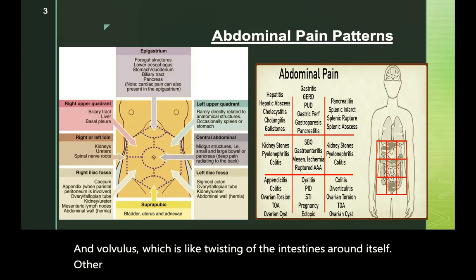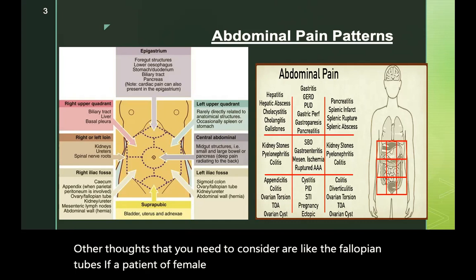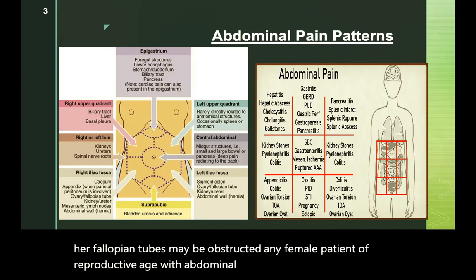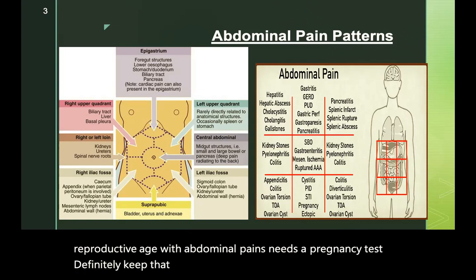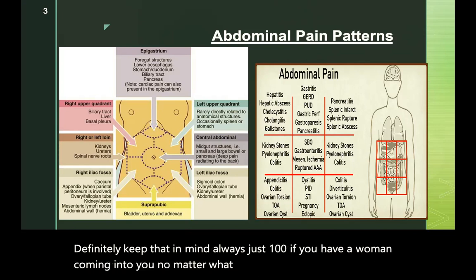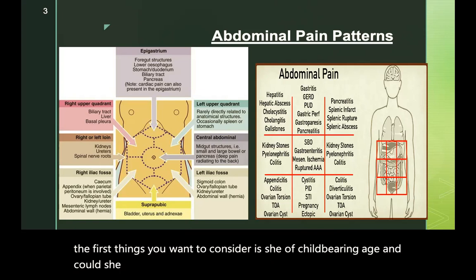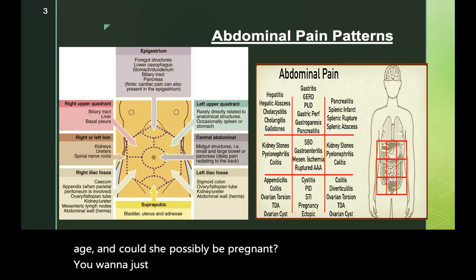Other thoughts that you need to consider are the fallopian tubes. If you have a female patient, you want to consider that her fallopian tubes may be obstructed. Any female patient of reproductive age with abdominal pain needs a pregnancy test. Definitely keep that in mind. If you have a woman coming in, no matter what the symptoms are, one of the first things you want to consider is, is she of childbearing age, and could she possibly be pregnant? You want to, without hesitation, go ahead and do a pregnancy test just to make sure.